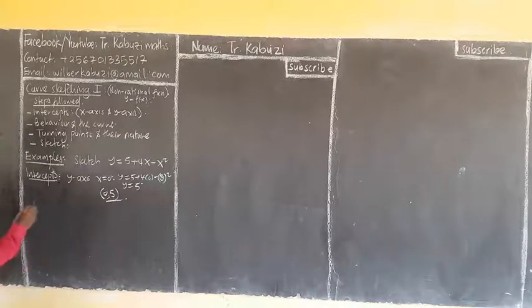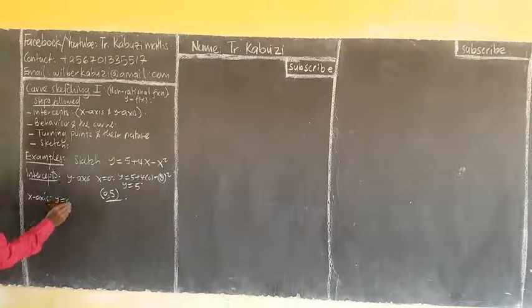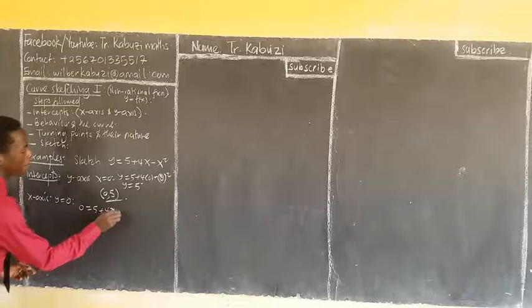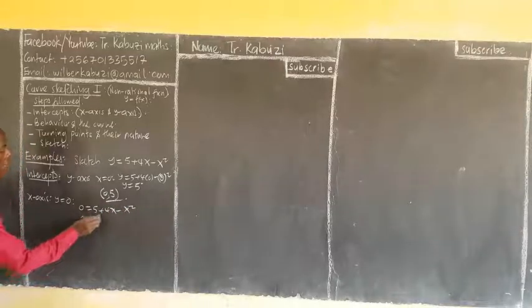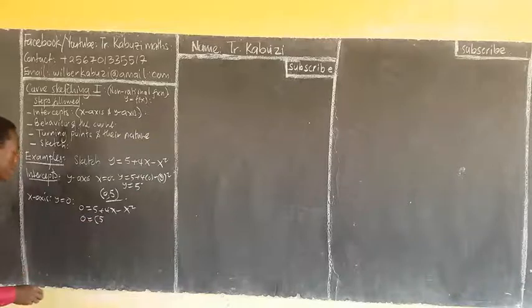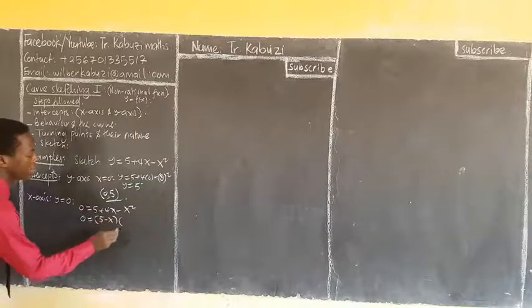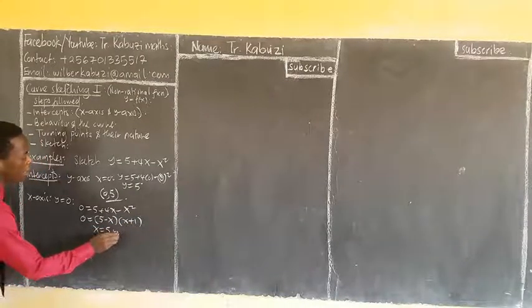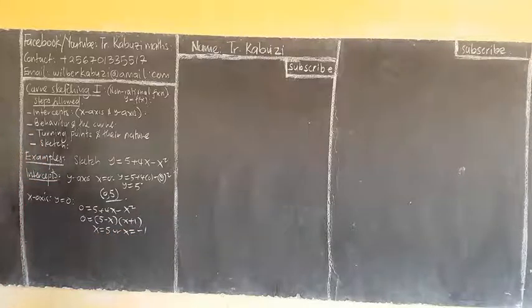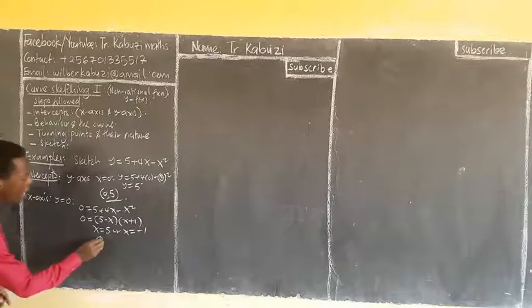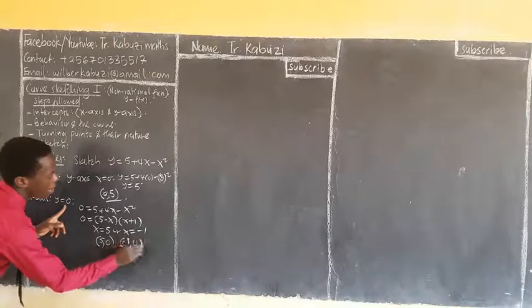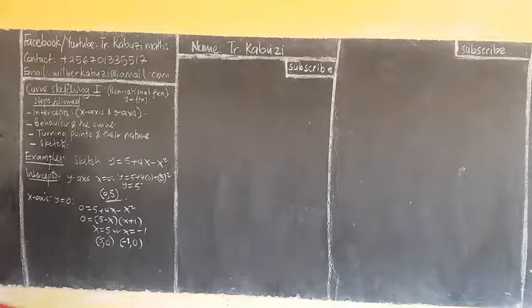Then we come to the x-axis intercept. At the x-axis, we know that y is 0. If y is 0, we put 0 here, we have 0 equals 5 plus 4x minus x squared, and you can factorize this into (5 minus x)(x plus 1). If you solve this, you see that x is 5 or x is negative 1. Hence the points are (5, 0) or (-1, 0). So these are our intercepts.